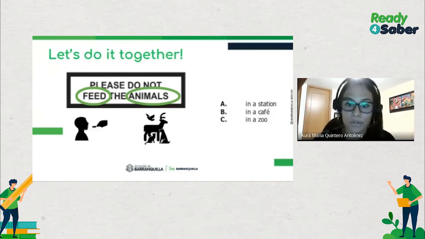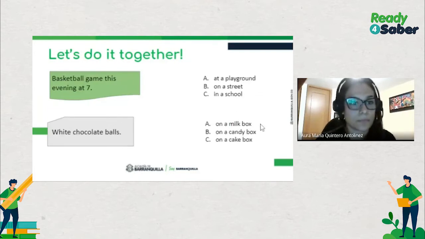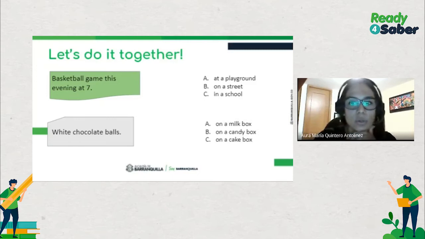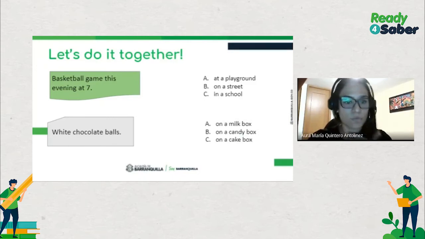Okay, good. Let's go with the next ones. Remember that you can just share your answer through the chat box. Look, let's go with the first one. It says, basketball game this evening at 7. Options: A, at a playground, B, on a street, C, in school. Which place do you think this sign belongs? Basketball game this evening at 7.